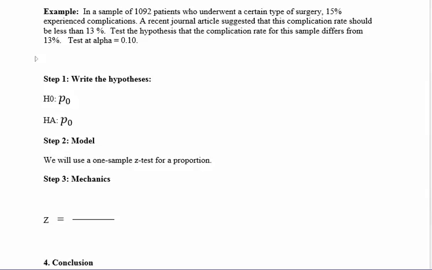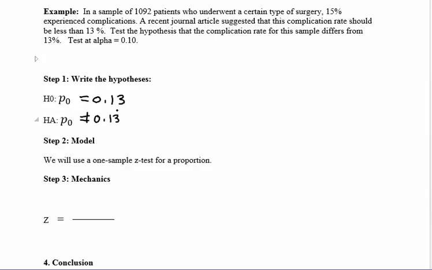Step 1. Write the hypotheses. The null hypothesis will be p naught equal to 0.13, and the alternative will be p naught not equal to 0.13, since we are interested in whether the complication rate differs from 13%. Step 2, the model. We will use a one-sample z-test for a proportion.